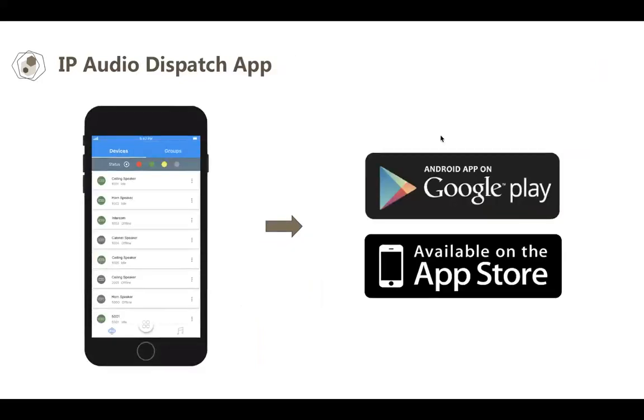For our dispatch apps, we have already put the apps in both the Apple Store and the Google Play Store. So you can simply search for IP audio dispatch apps in your Apple Store or your Google Play Store, and you should be able to find these apps. Just click and download the apps on your mobile phones.